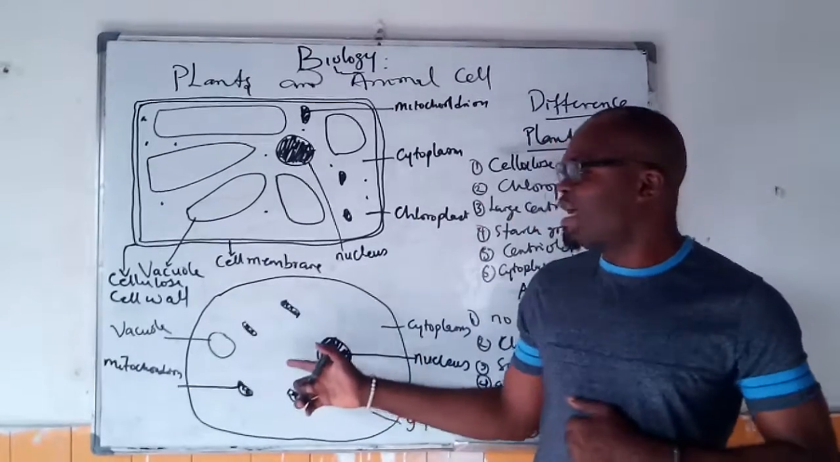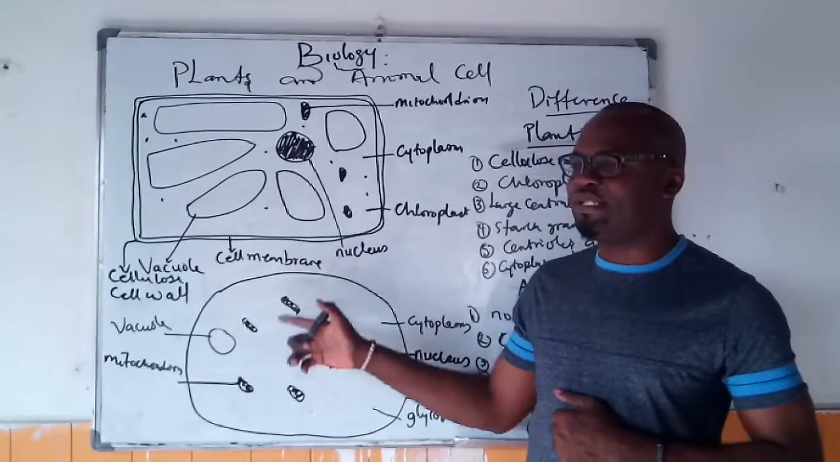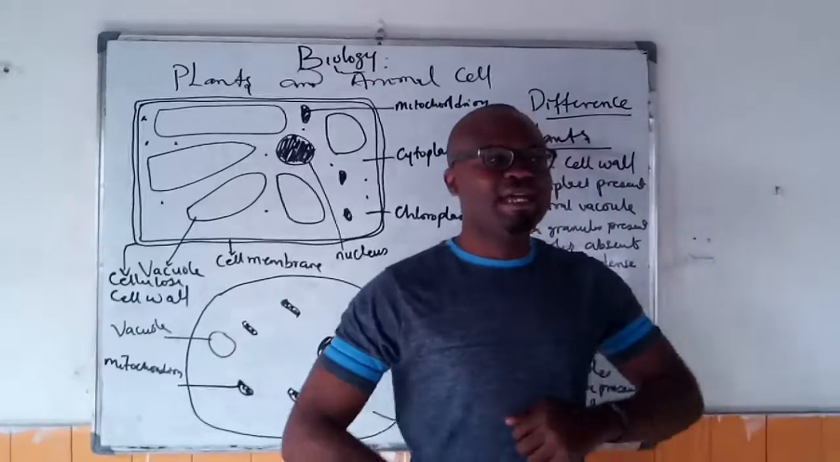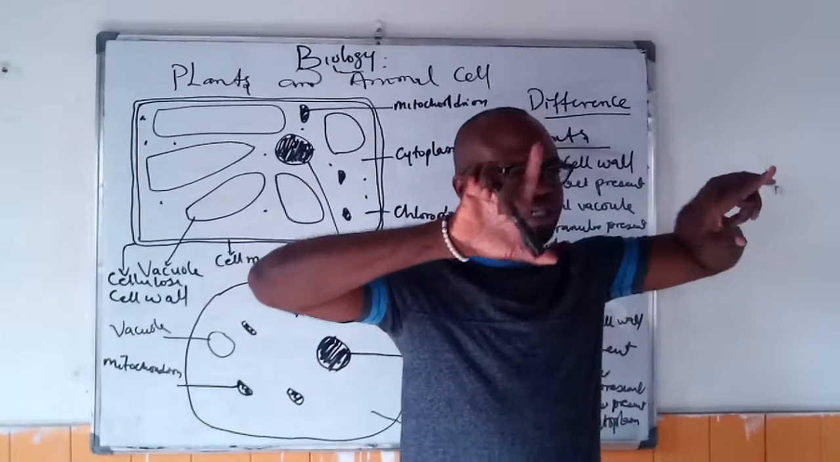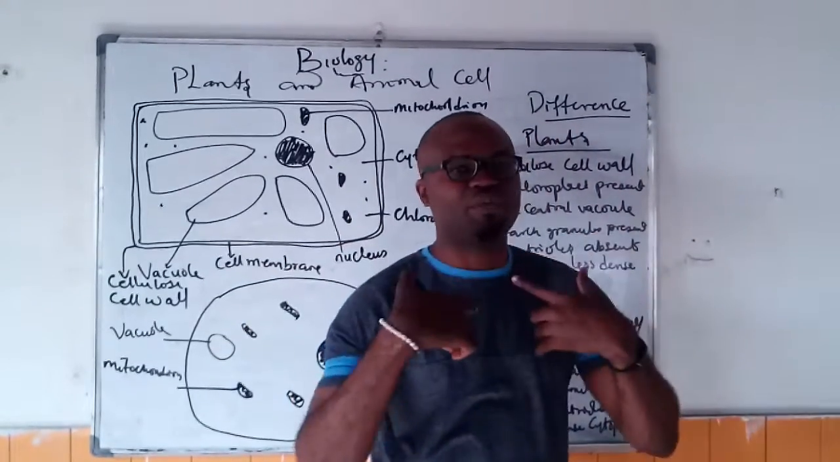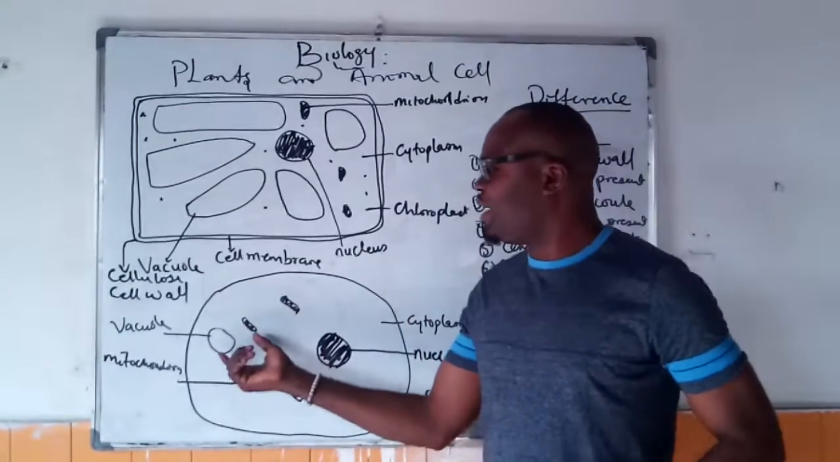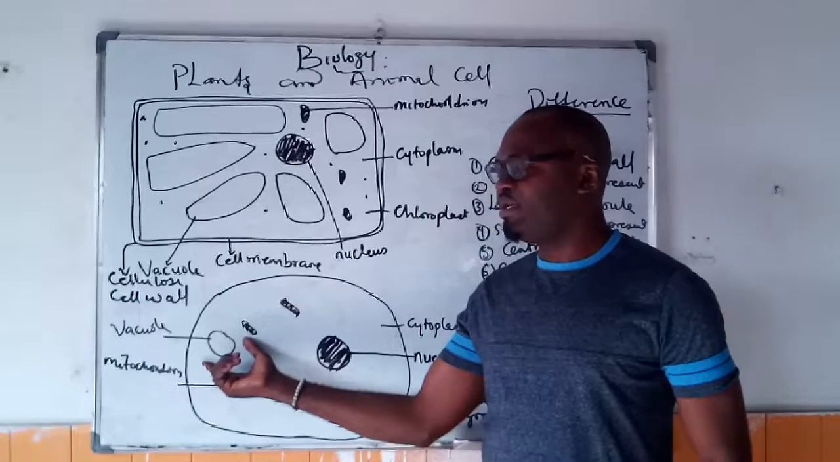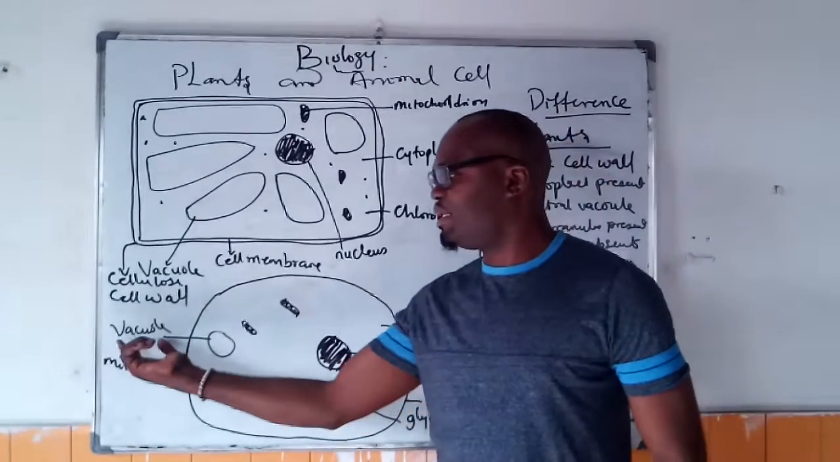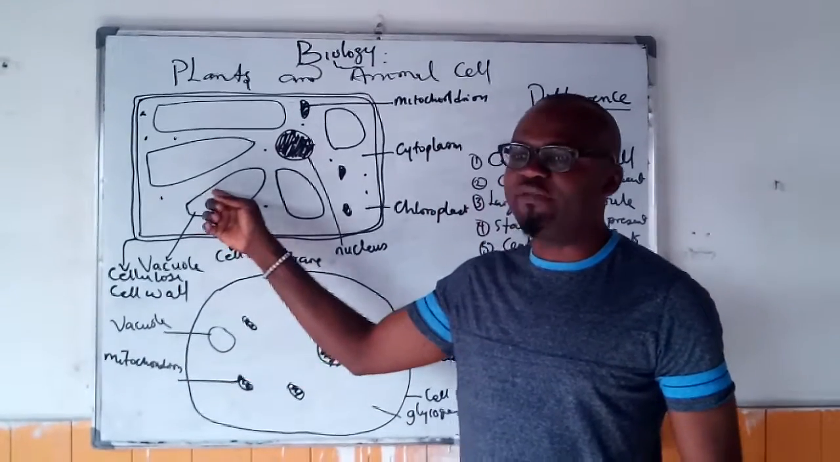Now we get down to the animal cell. This is the plant cell. This is the animal cell. The animal cell is spherical in shape. We also have the big white figure inside, known as the vacuole, just like we have here.